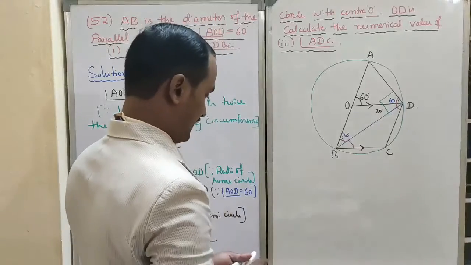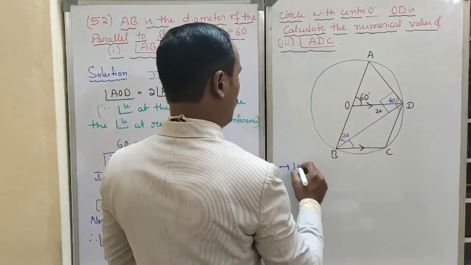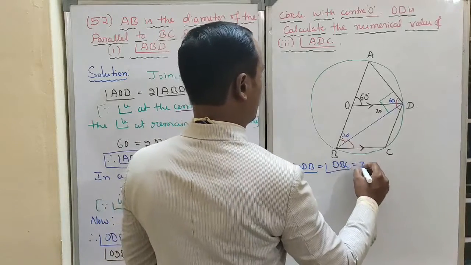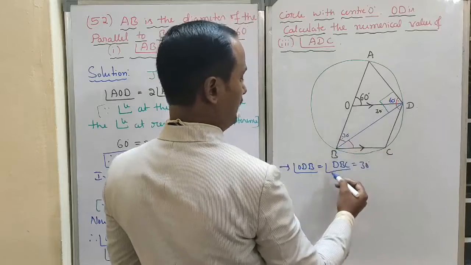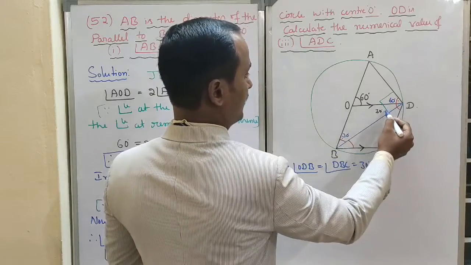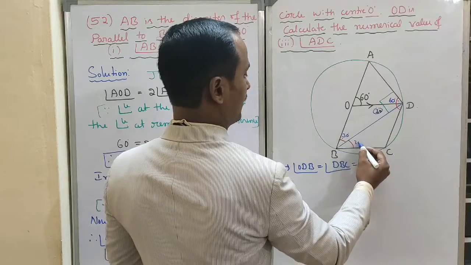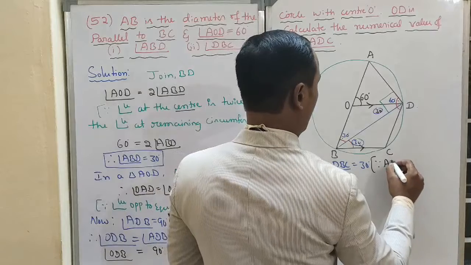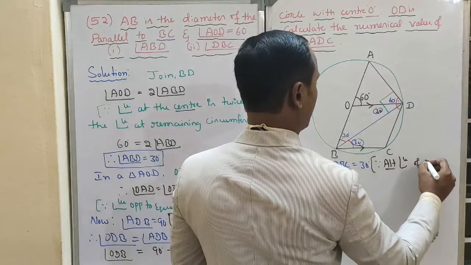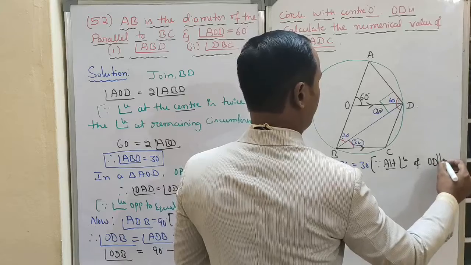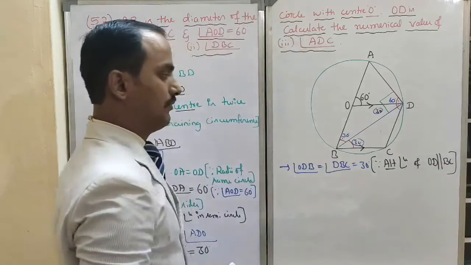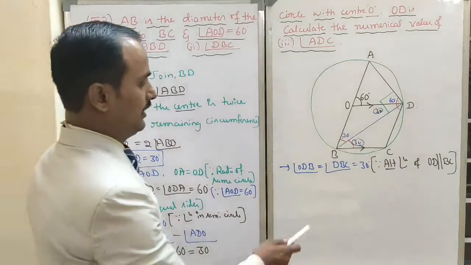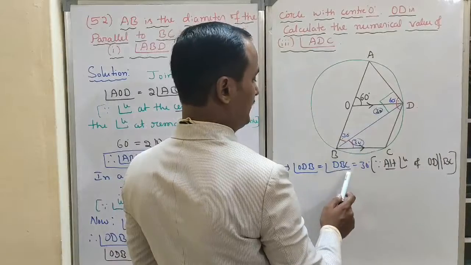Now what next step? Now dear children, ODB is equal to DBC is equal to 30 degrees. ODB is equal to DBC. These two angles are alternate angles. Shall I write that reason? Look here. Alternate angles of OD parallel to BC, because these two angles become alternate angles. We already found ODB is 30 degrees. ODB angle is equal to DBC is equal to 30 degrees.